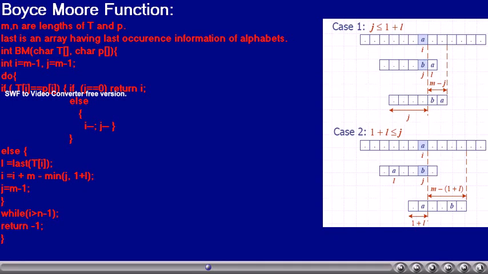As long as I is not greater than n minus 1, we repeat. So if we come out of this do while loop, then we return minus 1 to indicate that the string p is not seen in the given string t.